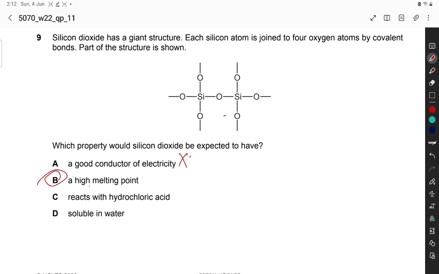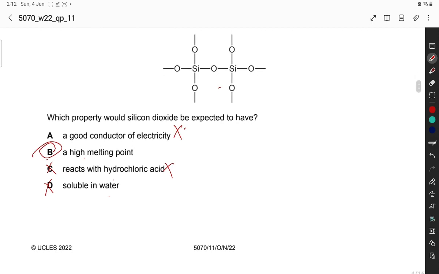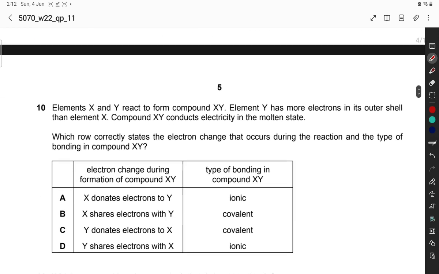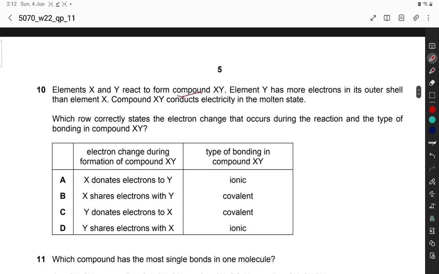This might be correct. Reacts with hydrochloric acid? No. Soluble in water? Insoluble in water. So this is incorrect. This is incorrect. B is the correct option.